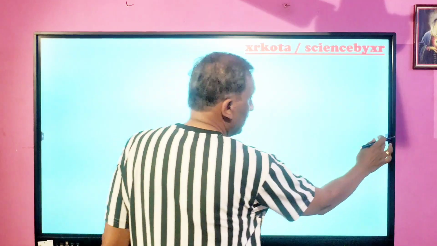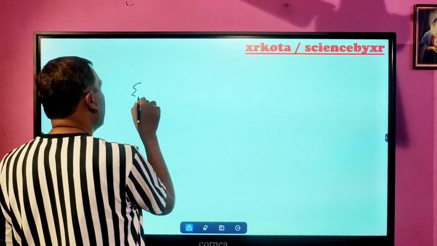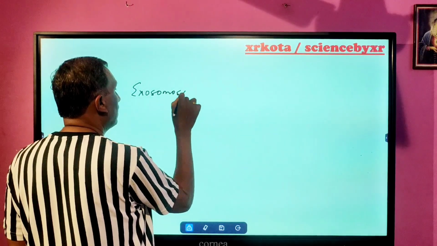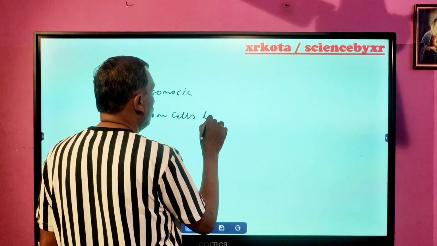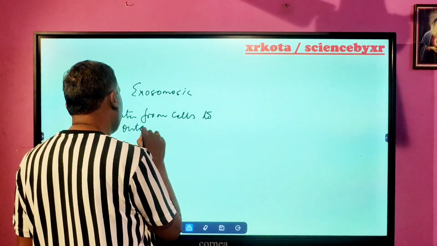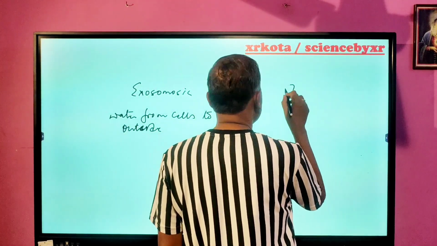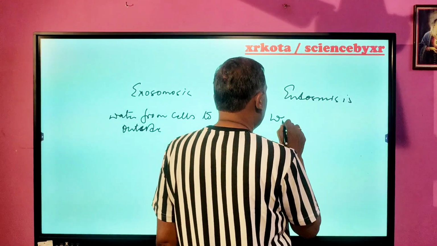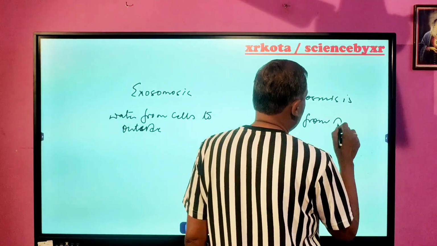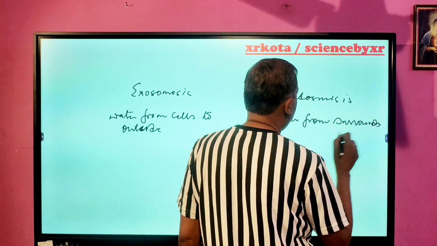Okay, so regarding osmosis, there are two types of osmosis, exosmosis and endosmosis. In endosmosis, the water moves from a region of higher concentration, that is outside, into the cell, and in exosmosis, the water from inside the cell goes outside. So we write both here: exosmosis, water from cells to outside, and endosmosis, water from surroundings into the cell.